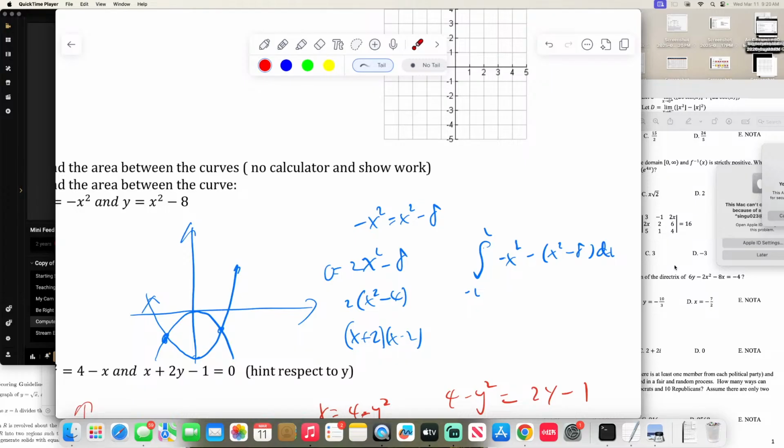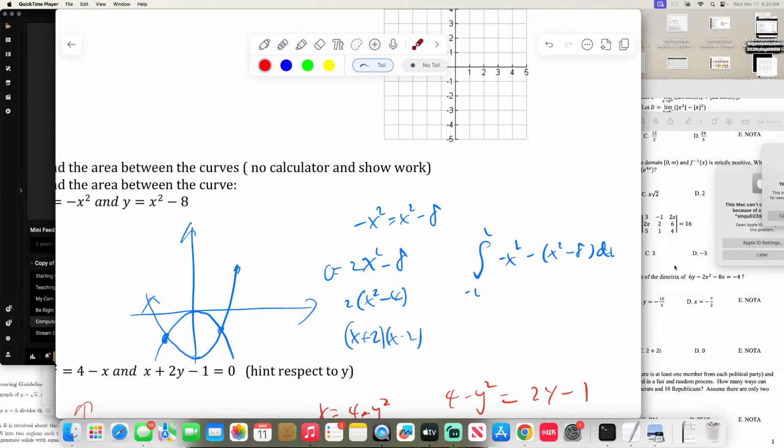How do I know which graph is on the top, which one is on the bottom? I don't necessarily need to graph it. I can plug in 0, because I know between -2 and 2, I just plug in 0. Then I can know which one's on the top. So in this case, -x squared is on the top, and x squared minus 4 is on the bottom.